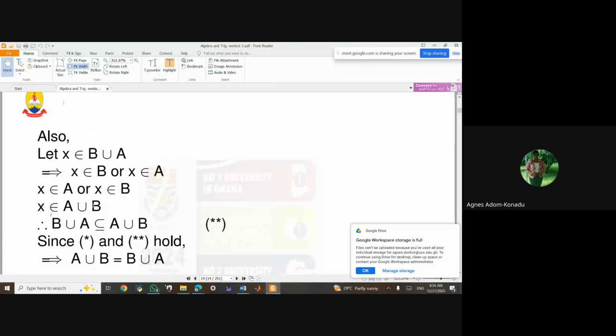And I've been able to prove that B union A is contained in A union B. So I conclude that A union B is equal to B union A, because I've been able to move from the left to the right and right to the left. It means that they are the same. Is that what you wanted me to show?